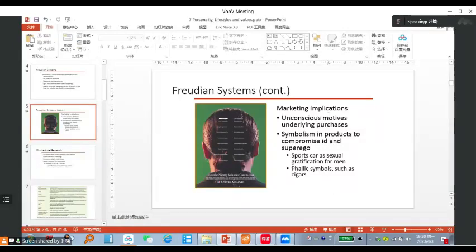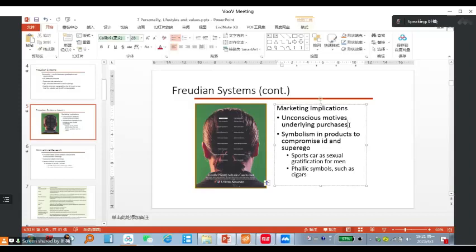For marketers, there are some implications based on Freudian theory. Unconscious motives underlying purchases will be very helpful for marketers to dig out, to meet the underlying needs. And using the symbolism of products to attract consumers, to compromise between the id and the superego.